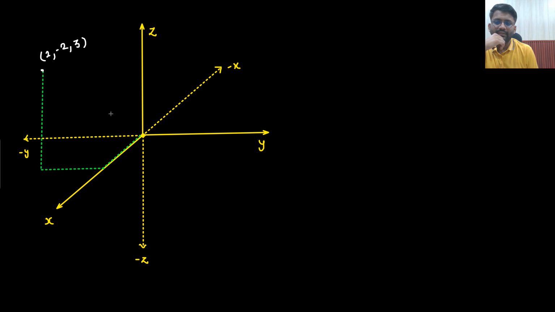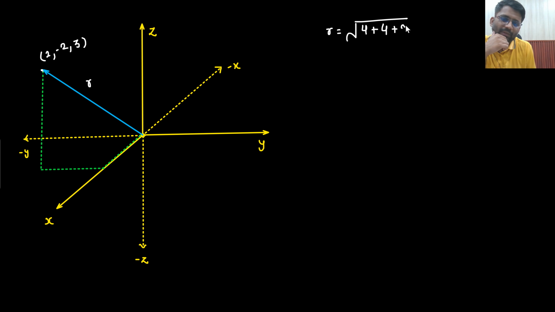From the origin, radial distance. What will be the value of this r? That you can find out very easily. The value of this r will be nothing but under root 2 square 4 plus 9, that will be 17, right? Making an angle of theta with the positive z axis in the downward direction.